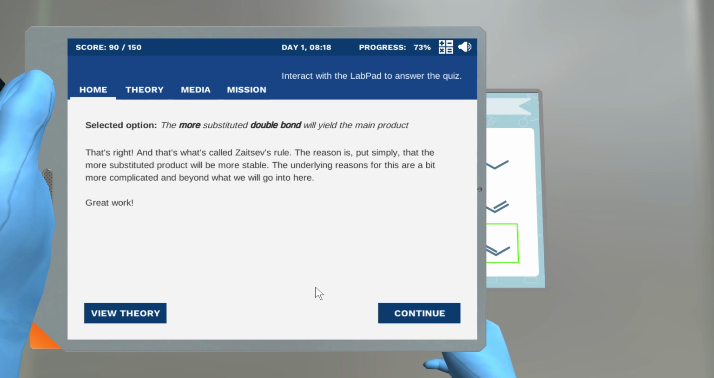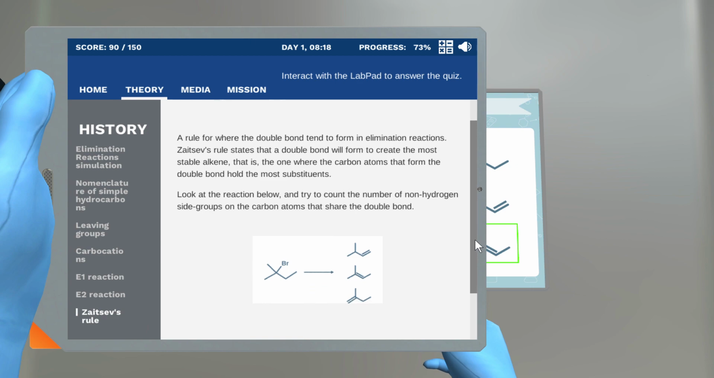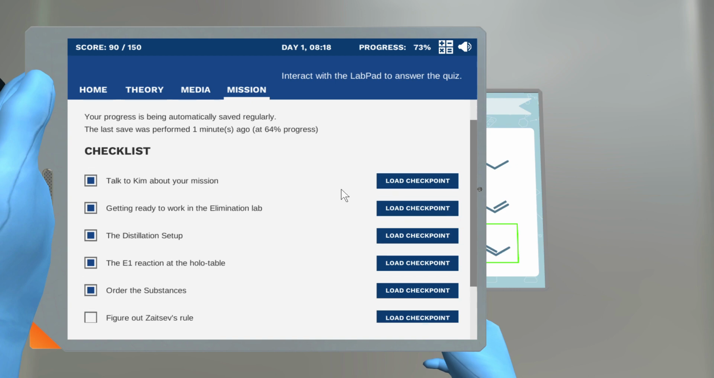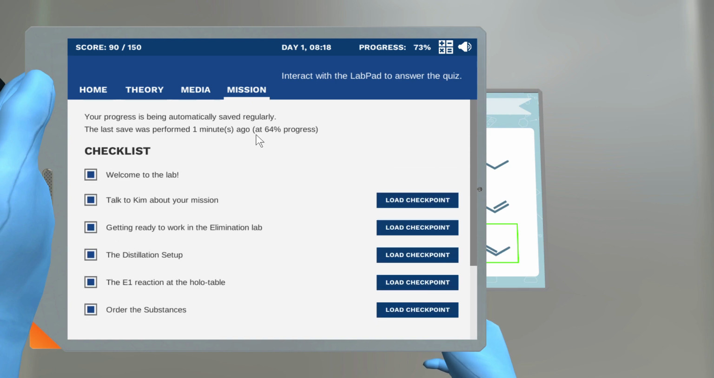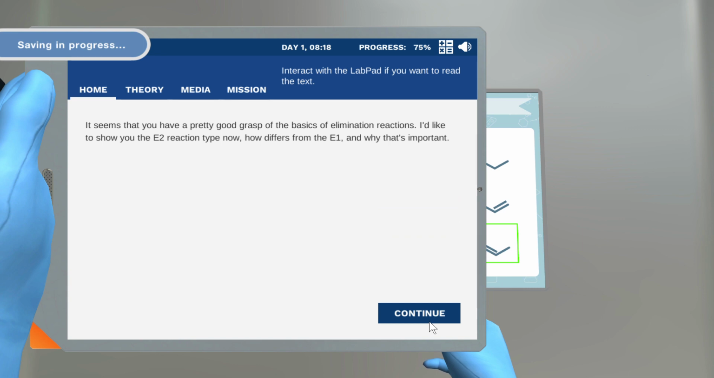That's right. And that's what's called Zaitsev's rule. The reason is, put simply, that the more substituted product will be more stable. The underlying reasons for this are a bit more complicated and beyond what we will go into here. Great work. It seems that you have a pretty good grasp of the basics of elimination reactions.